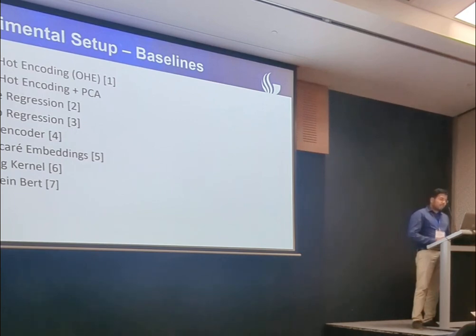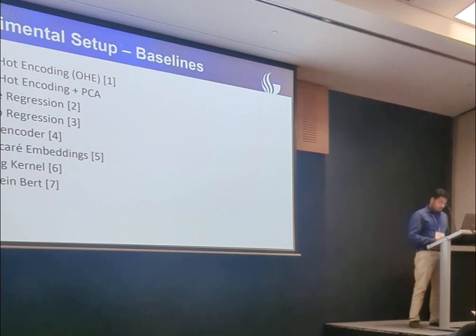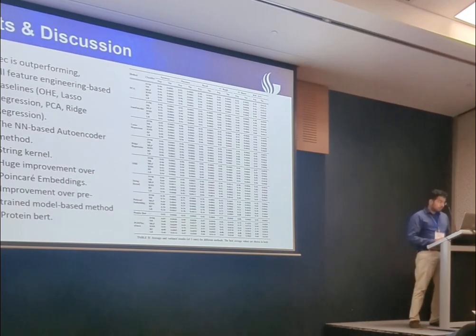We have conducted extensive experiments to back this up. We performed experiments with one-hot encoding with PCA. We did ridge regression, lasso regression, and an autoencoder. We tested it in the bond pair embedding as well, considering that in hyperbolic space it might give different results, so we wanted to test that too. We used the string kernel and the protein BERT model as well.